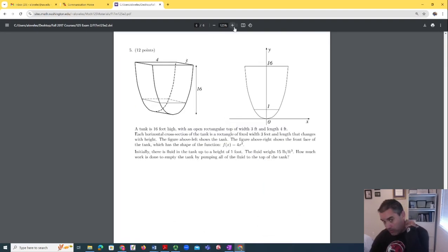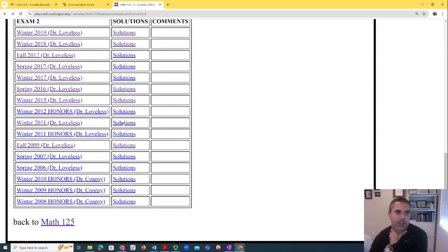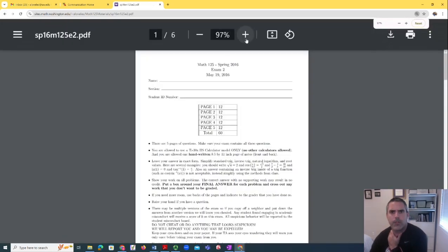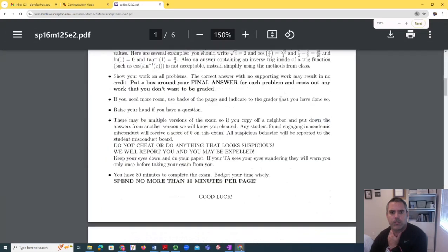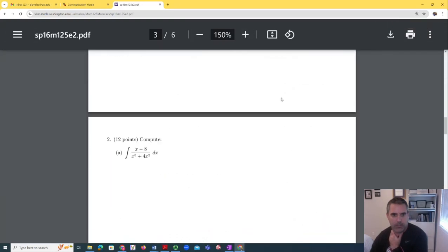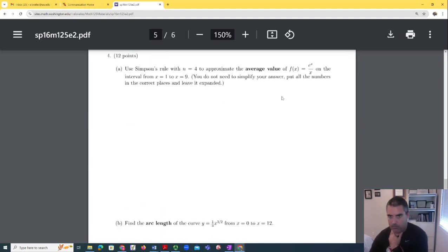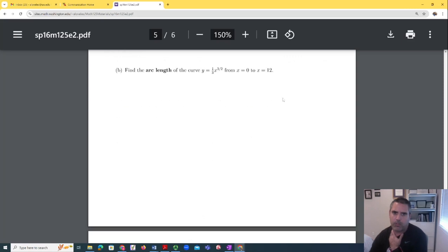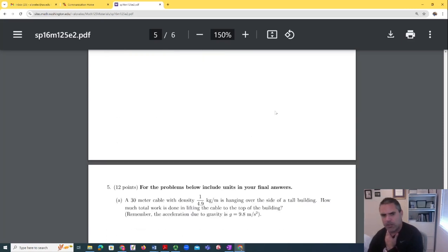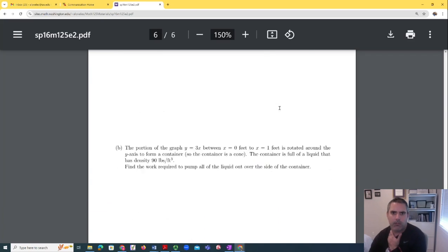So here's a pumping problem that looks scary, but actually isn't too bad once we read it. This one, just looking at a few exams, integration, average value, then approximating, but you'll set it up. Arc length, we don't know yet. That's 8-1. I don't know if that'll be on our test yet. And then we have a cable, pumping.